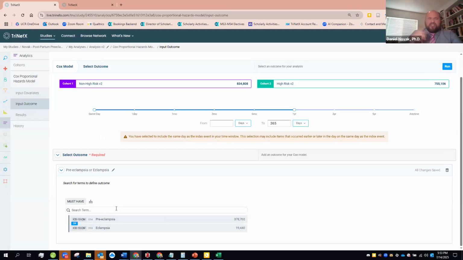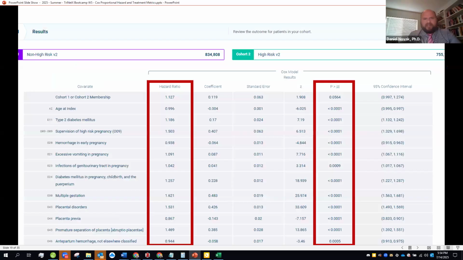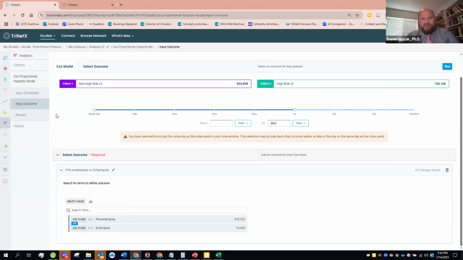In TriNetX, you can only add one set of outcomes per analysis. Unlike in your outcomes comparison tool, you can only add one set of outcomes here. If you want to add more or run this study on multiple outcomes, you have to clone this analysis, duplicate it, and adjust it over there. So let me just take you back here.